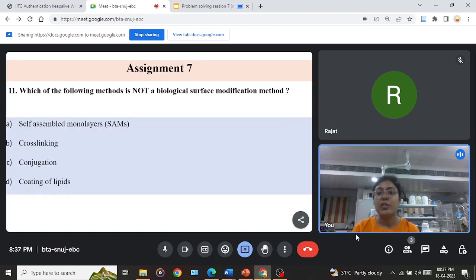Okay. So which of the following methods is not a biological surface modification method? The options are self-assembled monolayers, cross-linking, conjugation, or coating of lipids.